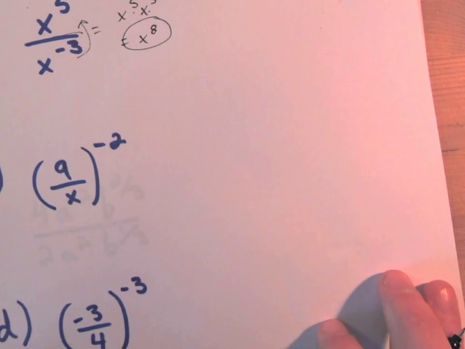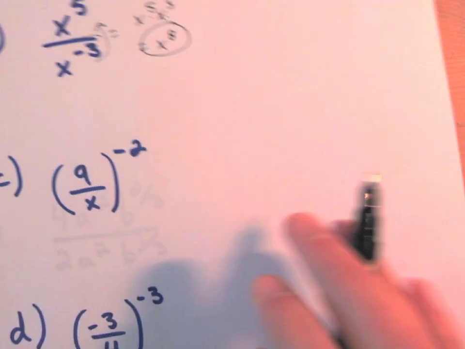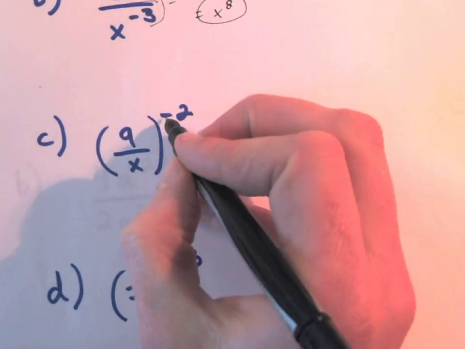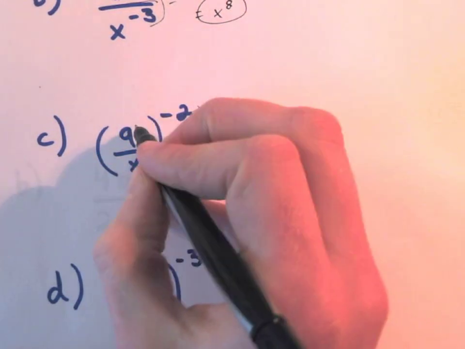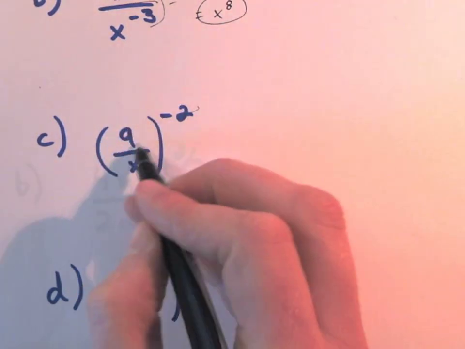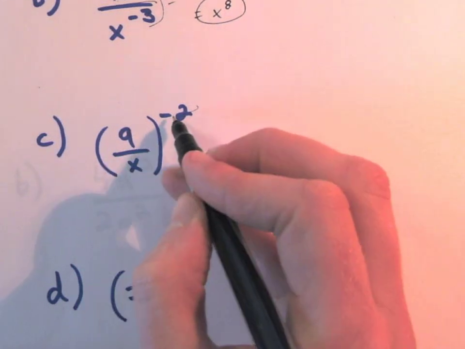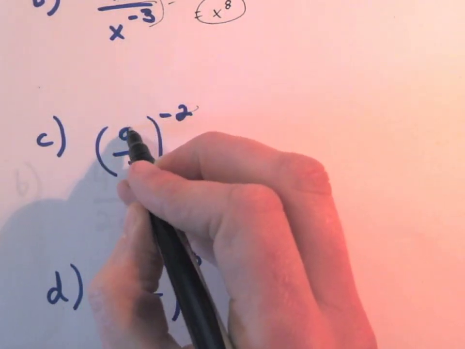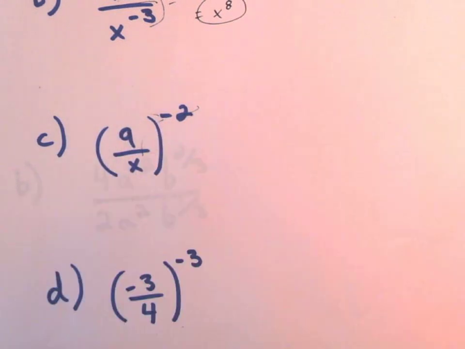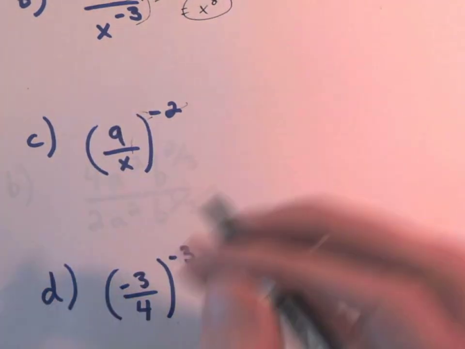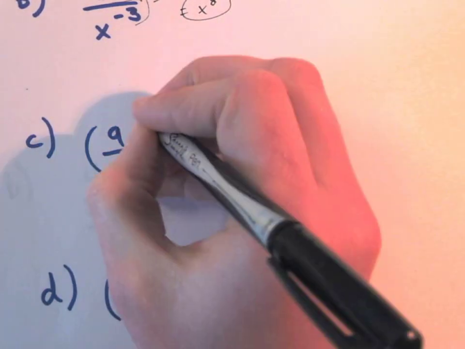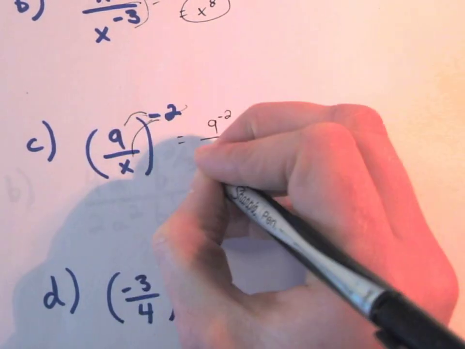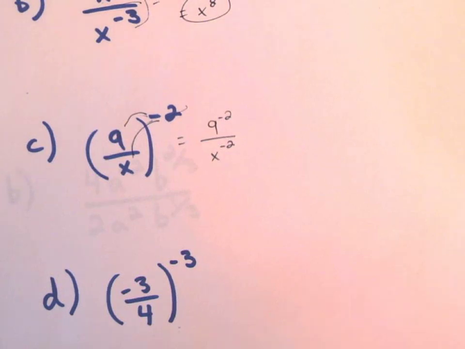Alright, so that wasn't so bad, but now we have this type of one. There's multiple ways to do this as well. From the other section, we found out that we could distribute it when we have something like this. When we have two bases or more inside the brackets and an exponent up here, we would have to distribute it to the inside of both of them. Okay, so let's do that. 9 to the power negative 2 over x to the power negative 2.